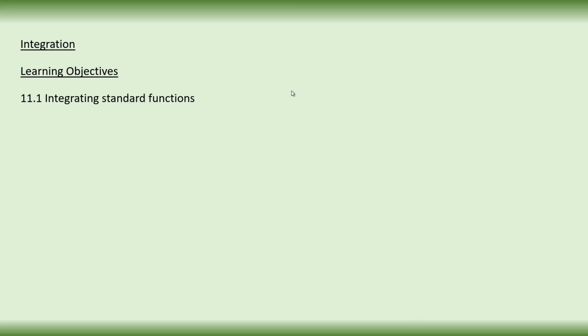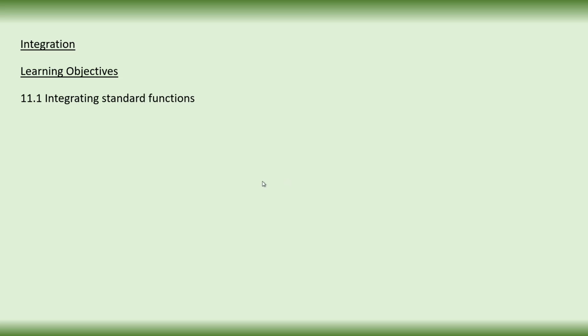Right, integration. This chapter we're going to be integrating standard functions, and we're going to be looking at integration as the reverse of differentiation for these functions. So hit pause, copy the lesson objective down. When you're ready, hit play, and we'll move forward.